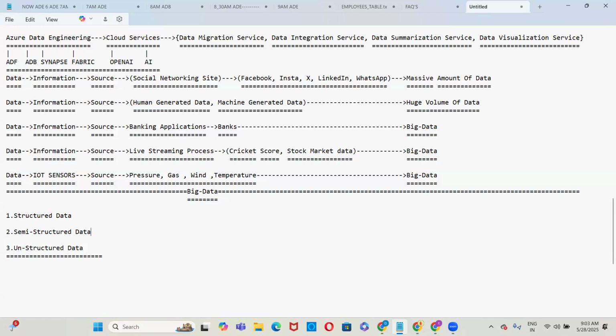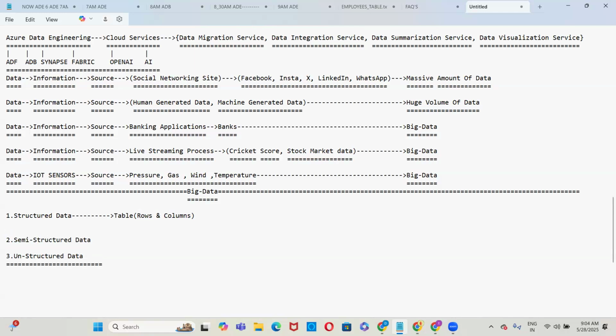Structured, semi-structured, and unstructured. These are the three categories of data that we can have in big data, guys. So let us discuss all of them. The first one, what is it? Structured data. So what is structured data? The data which is kept in the form of a table, that is the collection of rows and columns, is called structured data.